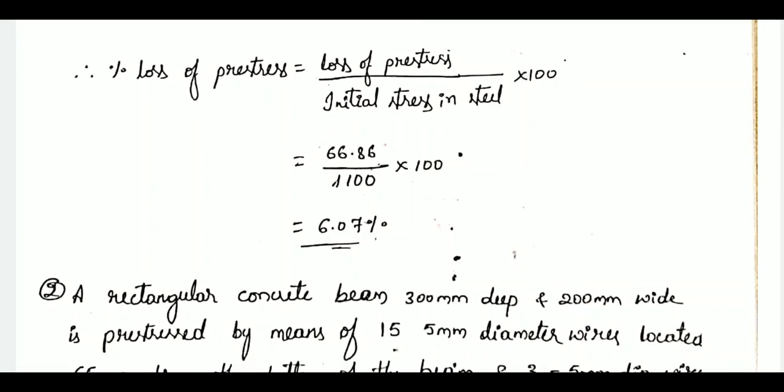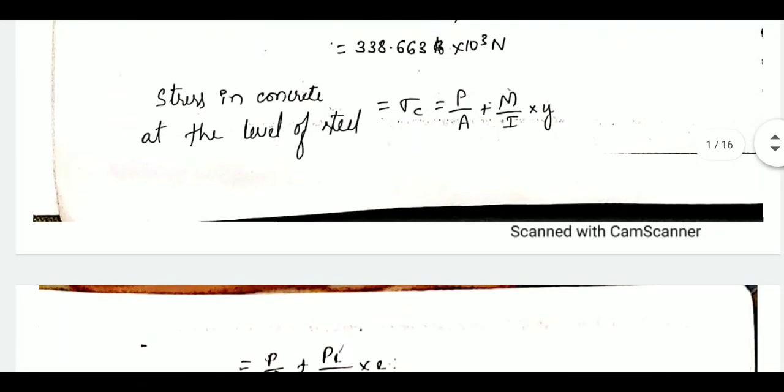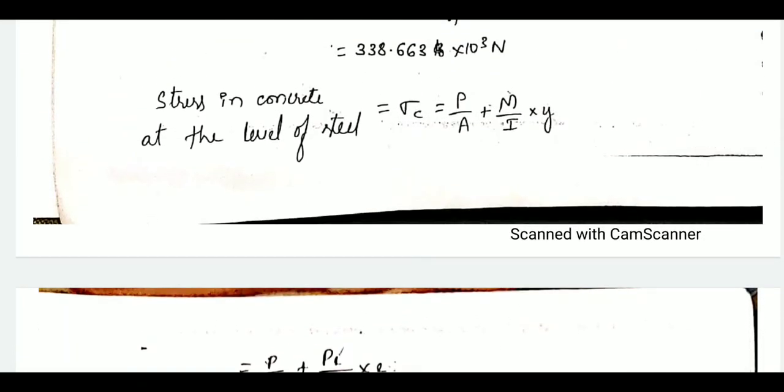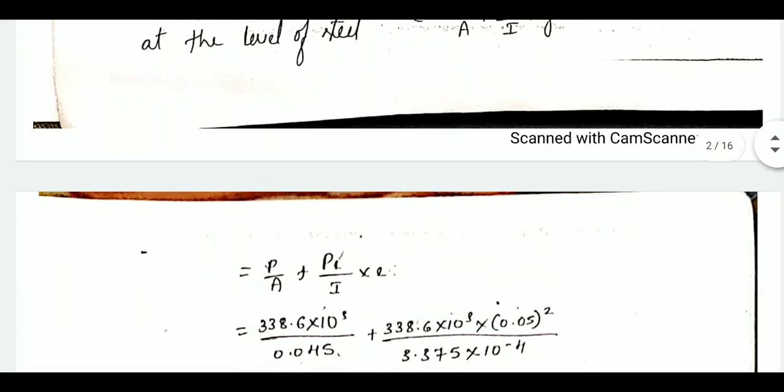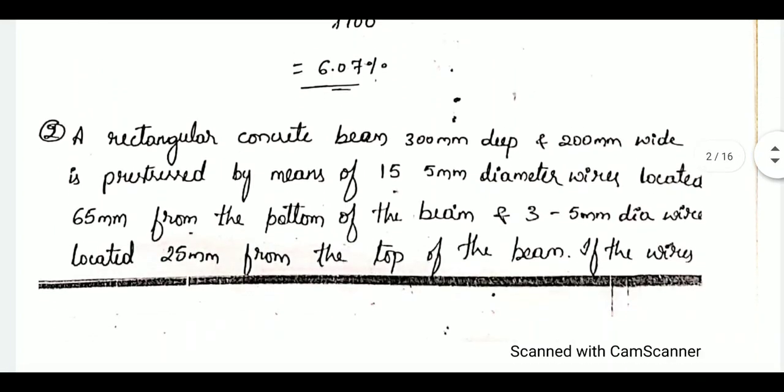Here remember the formula, sigma C equals P by A plus M by I into Y. You should remember this. P, it may be directly given or it may be given in terms of area of steel and initial pre-stress. M, it is the moment of pre-stressing force with respect to centroid, that is P into E. I is the moment of inertia, and Y, it is the distance of tendons to the centroid of the section. So let's go to next problem.